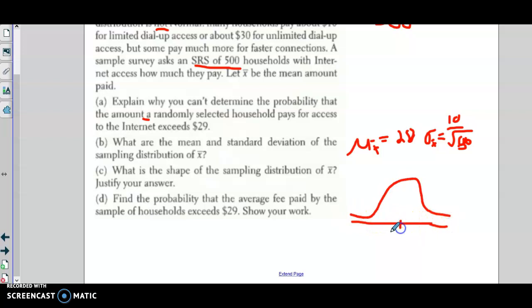So here's my mean at 28. 29 is somewhere to the right. And I want more, so I'm going to shade to the right. So you would go to your calculator and do norm CDF of this, lower bound 29, upper bound infinity. This is my mean and my standard deviation, whatever decimal I get there.